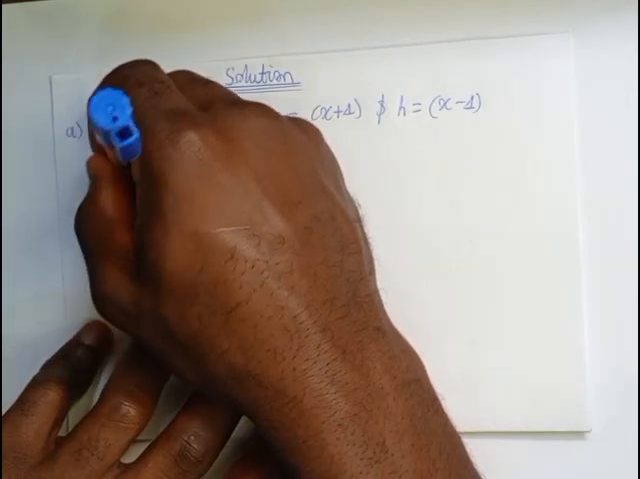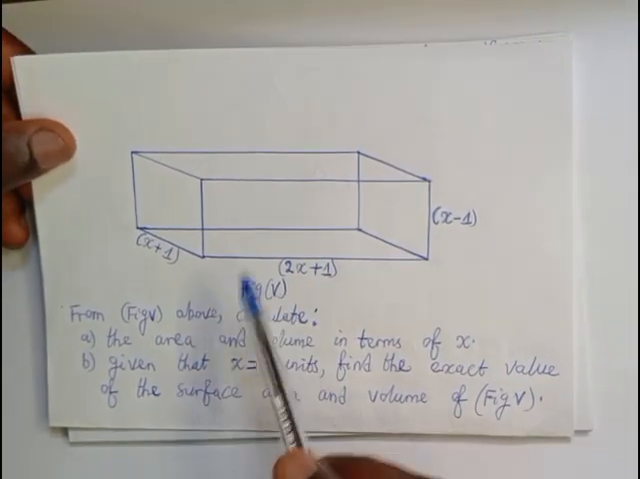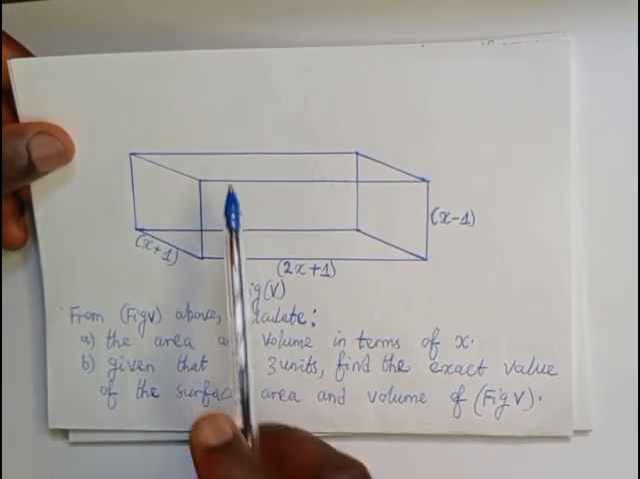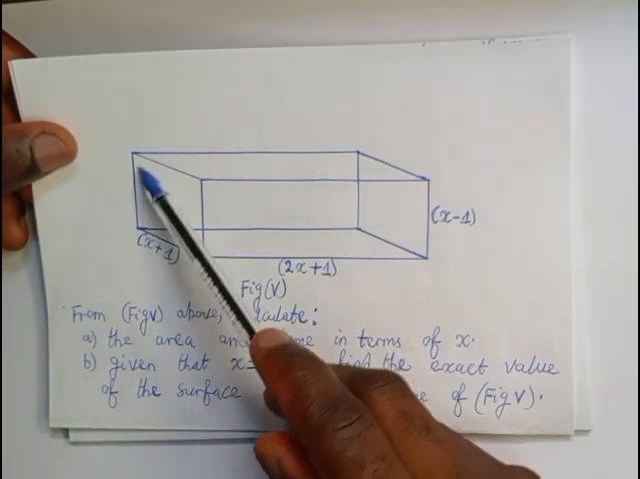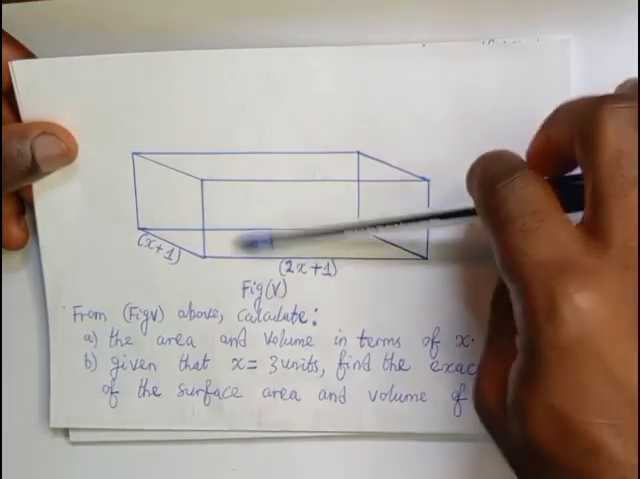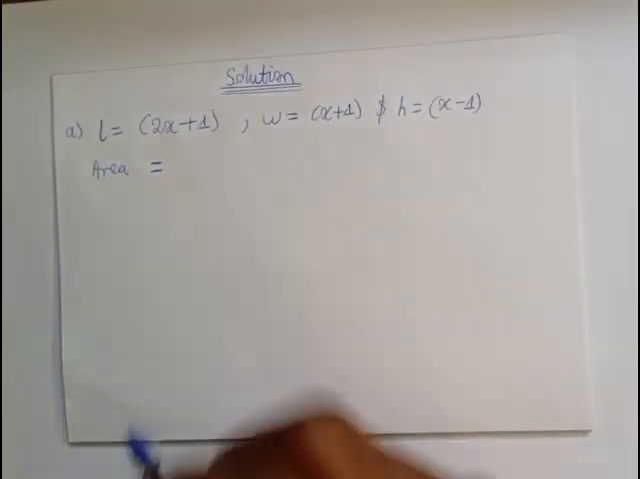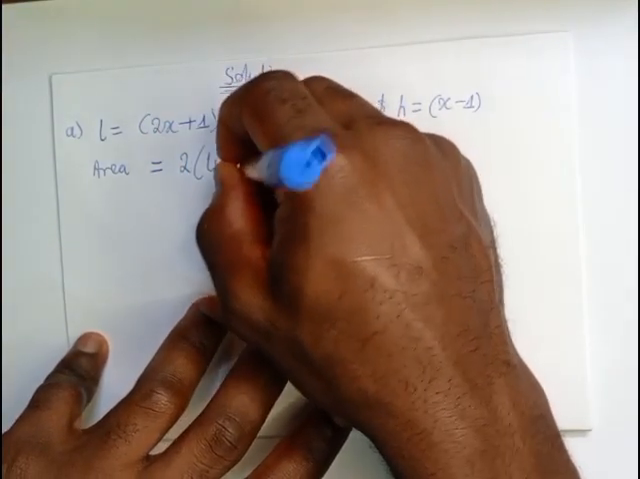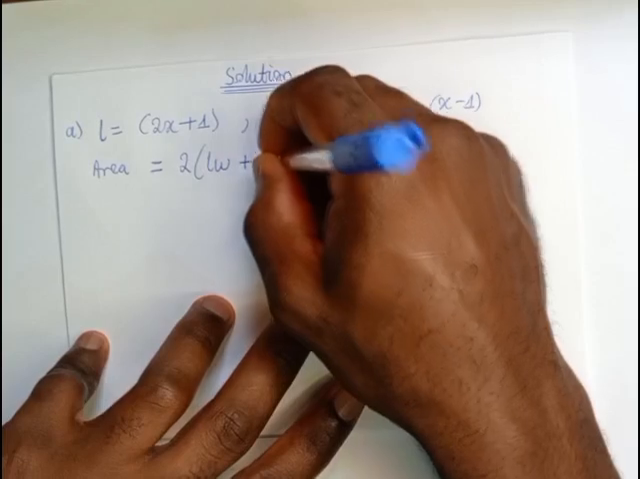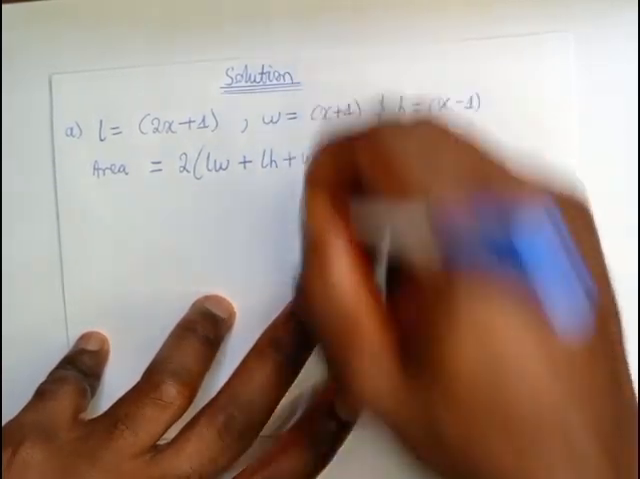The area is simply equal to, you see figure 5 is a cuboid, and the surface area will simply be equal to the area of the top, the bottom, the front, the back, and the two sides. Take note of that. And this will simply be equal to 2 times the length times width plus the length times height plus the width times height.